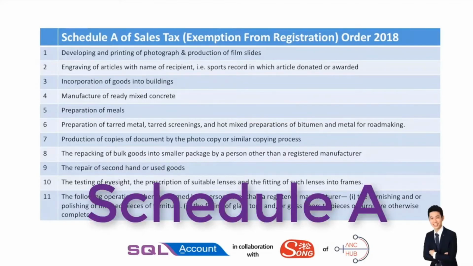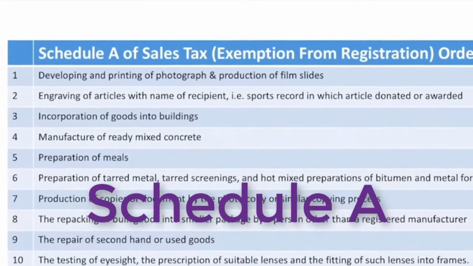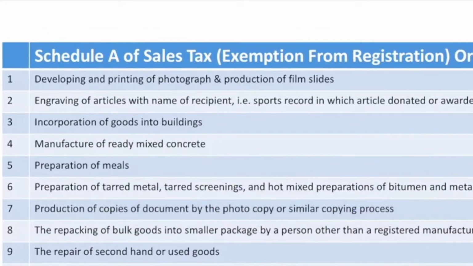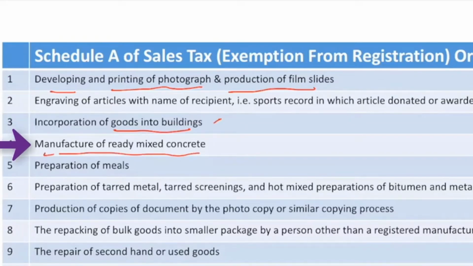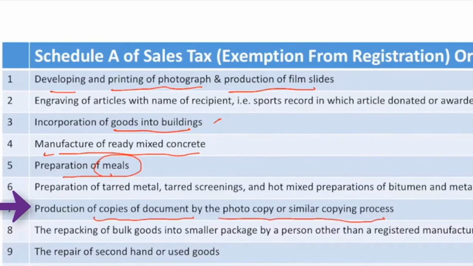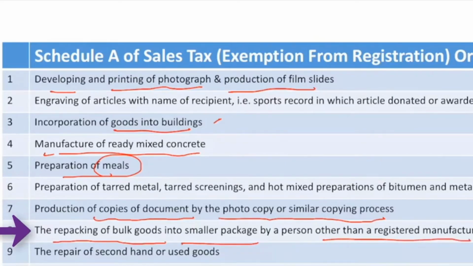Who are exempted from registration? Now, Schedule A of the Exemption from Registration Order talks about a few people. For example, if you are a person developing and printing photographs or producing film slides, you are not subject to sales tax. You don't have to register. Or if you incorporate goods into buildings, manufacture ready-mix concrete, prepare meals, or produce copies of documents by photocopy or similar copying process, printing houses for example. You're doing repackaging of bulk goods into smaller packages other than a registered manufacturer. You're not required to register.